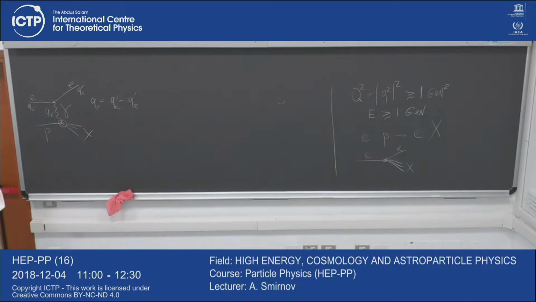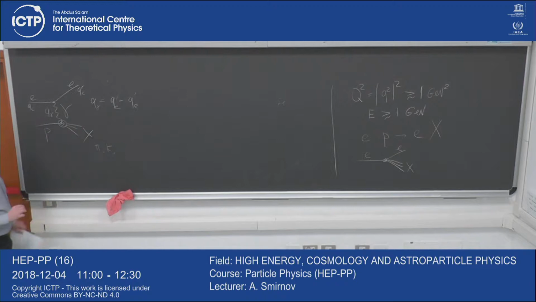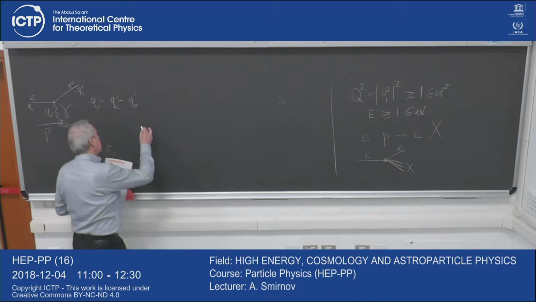Now, what are the events when you have this big transfer momentum? When you have big transfer momentum and energy to this hadronic system, usually in the final state you have many particles. It's not just proton, but you produce in this way pions in addition to protons. So this is the hadronic system. It may be even K mesons. So you may produce a number of particles here. Of course, K mesons should go in pairs because you have here conservation of strangeness. So this is what we call deep inelastic scattering.